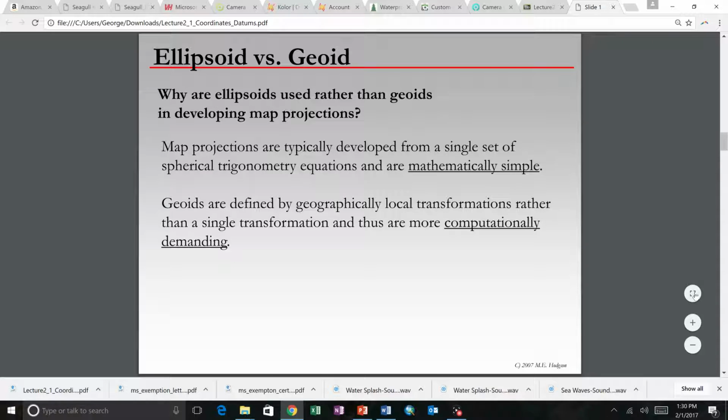Okay, geoids are defined by local transformations, much more computationally demanding. Another way to say this, probably a better way than I would say it, is that geoids are empirically defined. In other words, they're found out with instruments. You go out and you take an instrument and then you take a bunch of measurements and you interpolate in between the reference measurements that you collected. Whereas a spheroid is defined, you specify the center of the Earth, and it's mathematically simple.